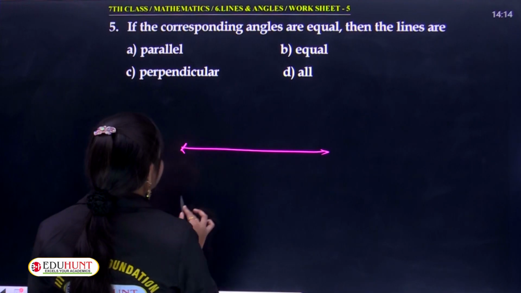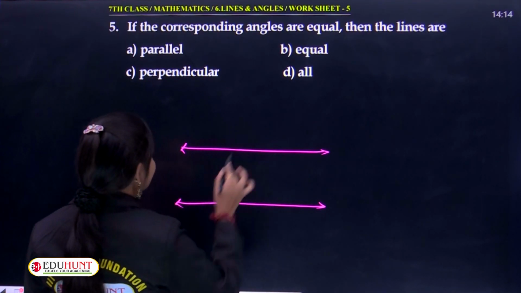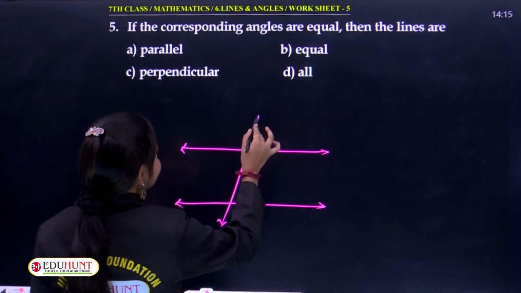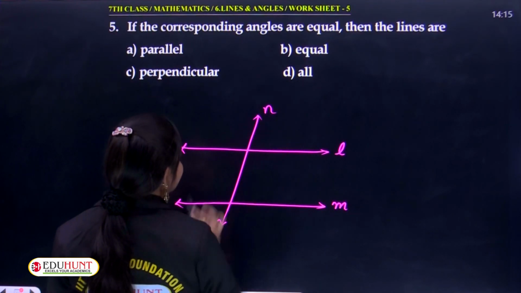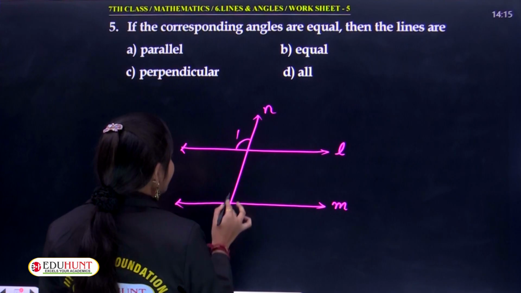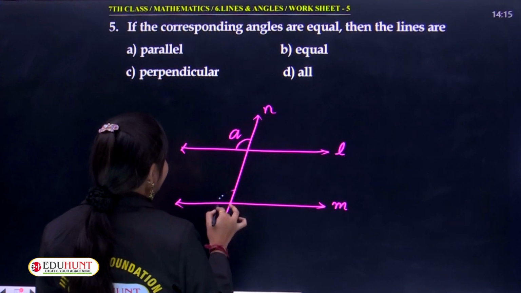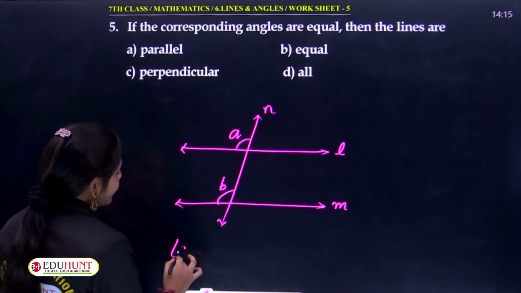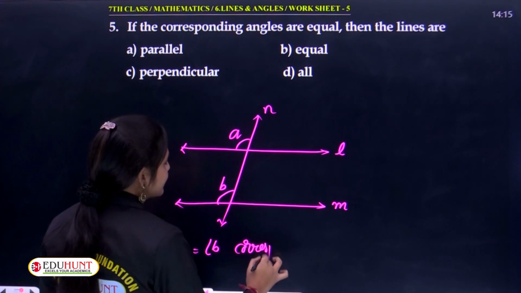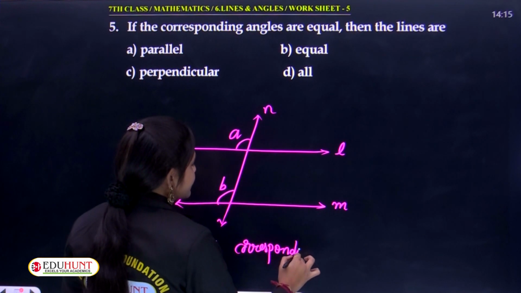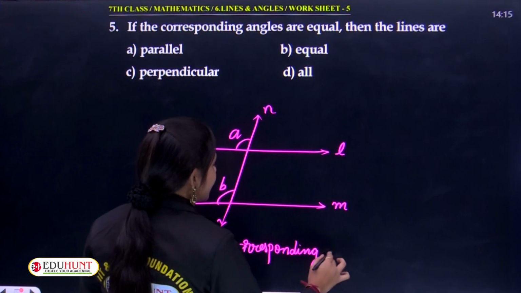If the corresponding angles are equal, then the lines are parallel. When can we say that corresponding angles are equal? If the given lines are parallel, then only we can say that. If L is parallel to M and N is a transversal, then for corresponding angles, let this be A and this be B. Here angle A is equal to angle B. These two are corresponding angles.